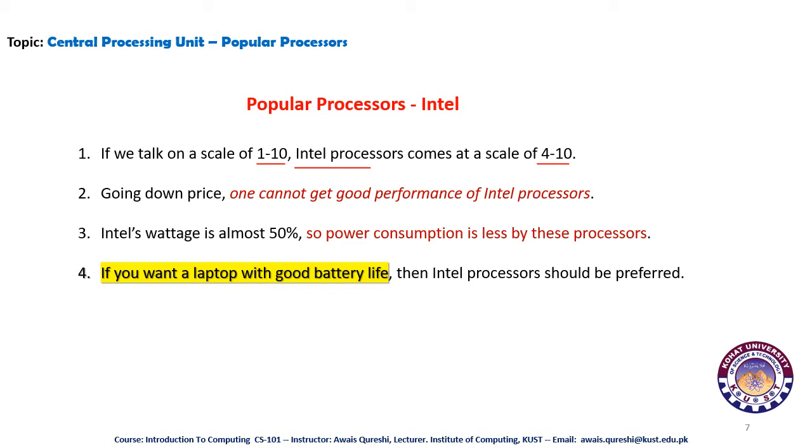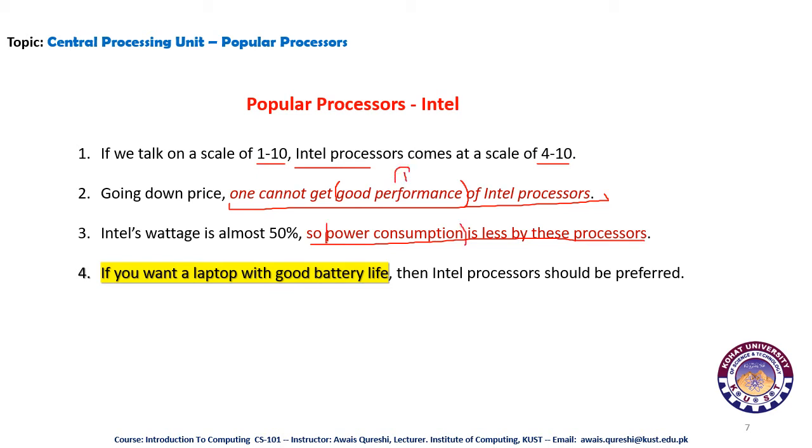Going down in price, one cannot get the good performance of Intel processors, because Intel processors are very famous. The point is its good performance. Intel processor performance is very good as compared to AMD. We will see this comparison later on in today's lecture. The second point is power consumption is very low, and the first point is its good performance.